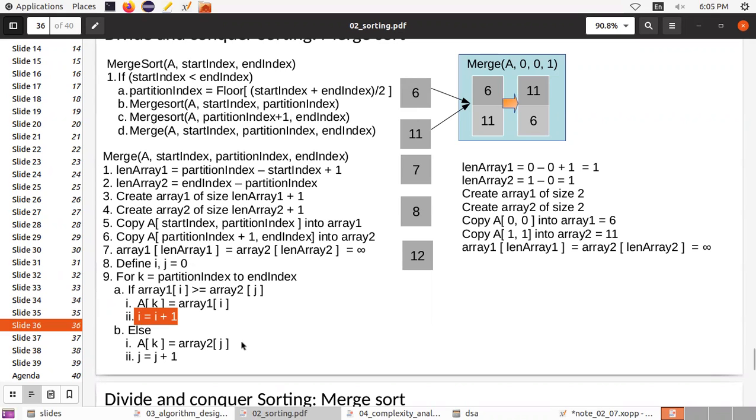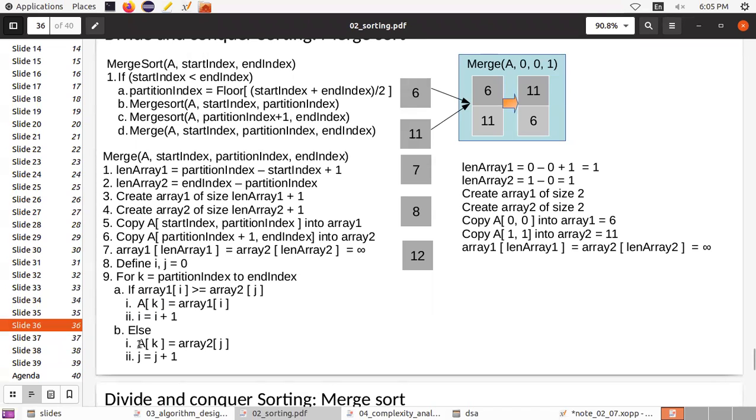What do you mean? Where does that infinity come from? You can store a very large value, something like int max instead of infinity. Obviously, infinity doesn't exist as a normal variable in C++, but you can store int max. Is that clear, Venant? Okay.